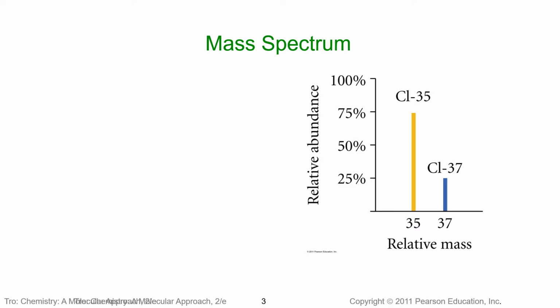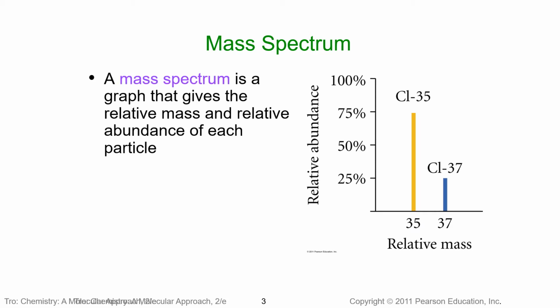In our mass spectrum, the information that we get is as a graph. The height of our peak depends on how abundant that species is. So for chlorine 35, it is the more abundant isotope, so it has a taller peak. Chlorine 37 is less abundant, so it has a shorter peak. On the x-axis, that is where we find the relative mass.